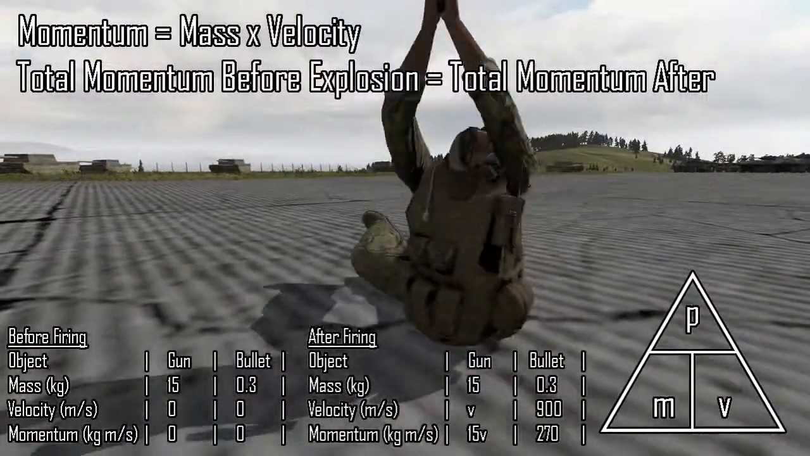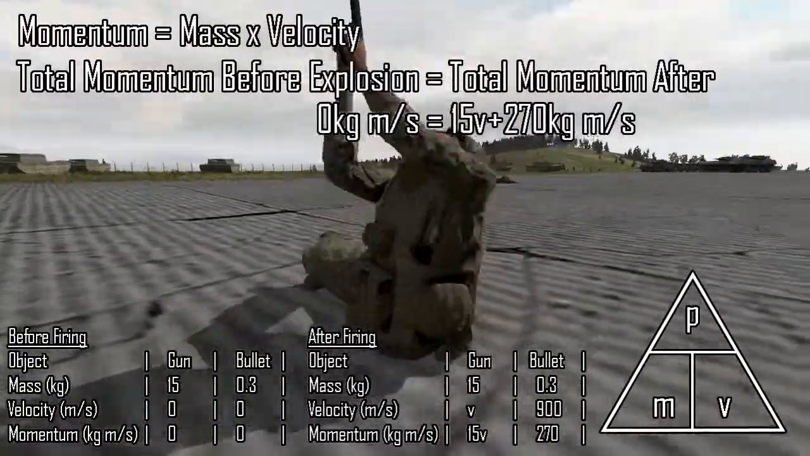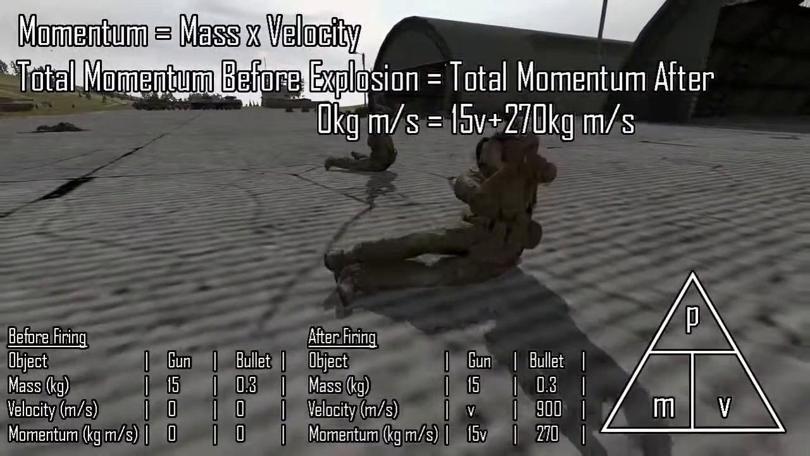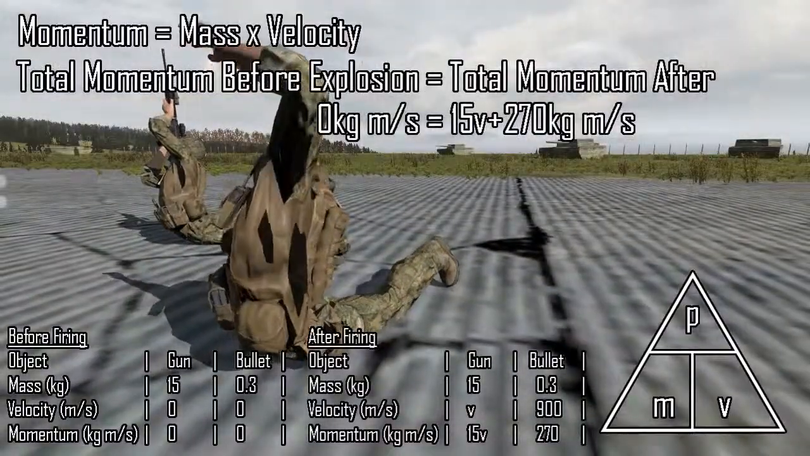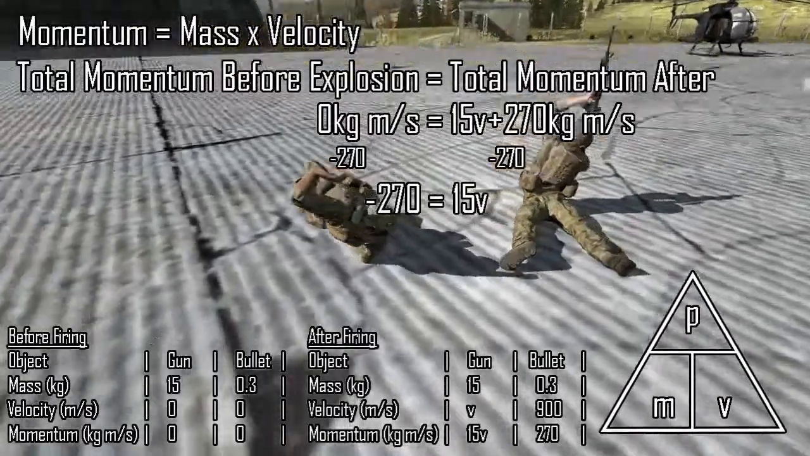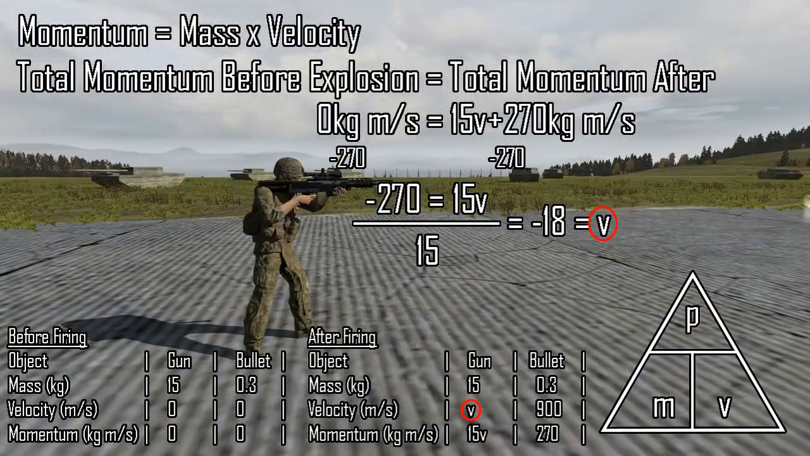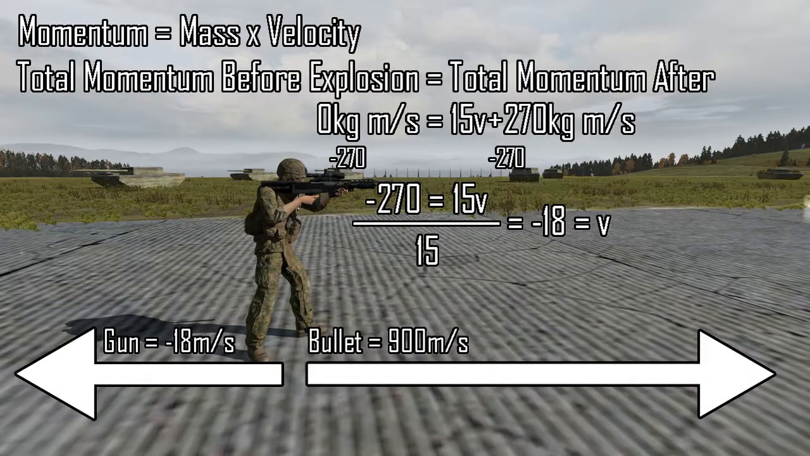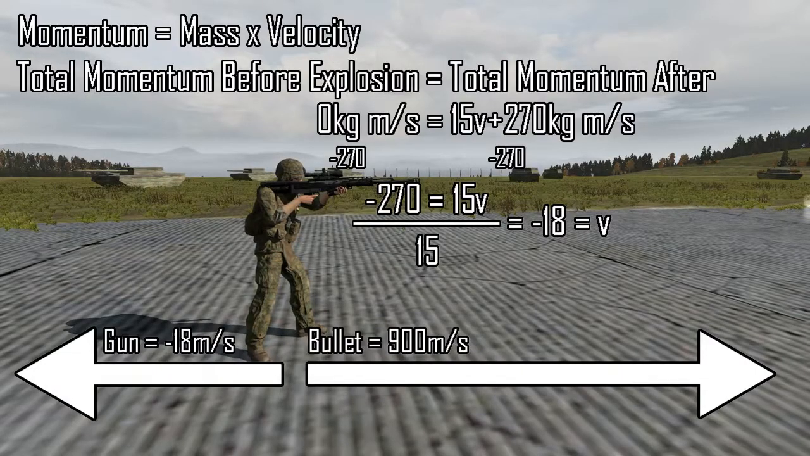We can now put the information we have into an equation. Because of conservation of momentum, we know that 15v plus 270 must be equal to 0. So our equation is 15v + 270 = 0. From there, if we take 270 from both sides, we get 15v = -270. Then if we divide both sides by 15, we get a velocity of negative 18 meters per second. This is the recoil of the gun. Again, it is negative because the gun moves in the opposite direction of the bullet.